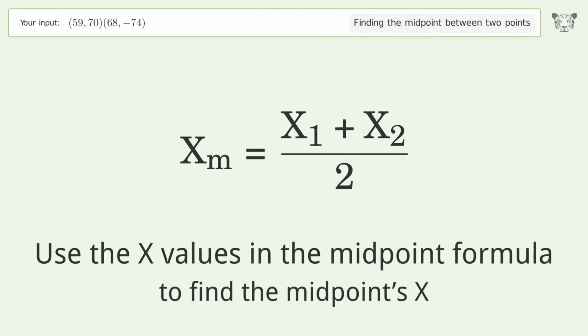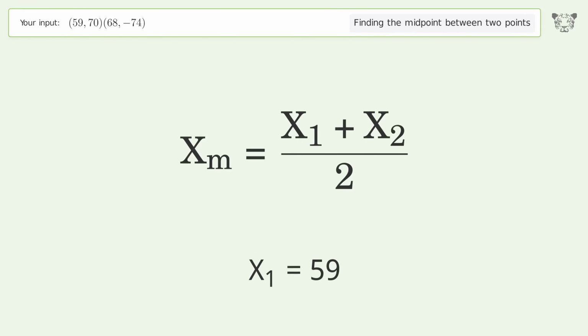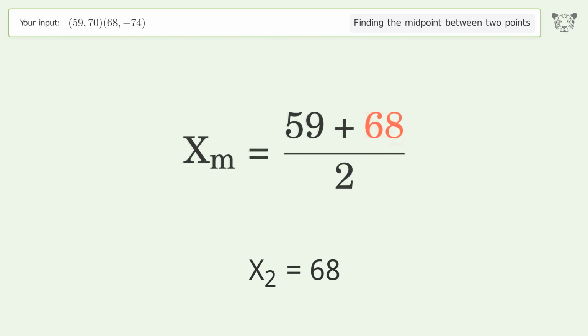Use the x values in the midpoint formula to find the midpoints x. x1 equals 59. x2 equals 68. Simplify the arithmetic.